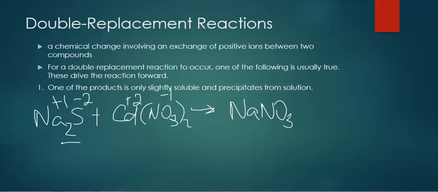I don't necessarily carry those subscripts from side to side. And the other product is cadmium, which is a +2, with sulfide, which is a -2. So there are my products. Now what drives this reaction is the formation of a precipitate, which is cadmium sulfide.